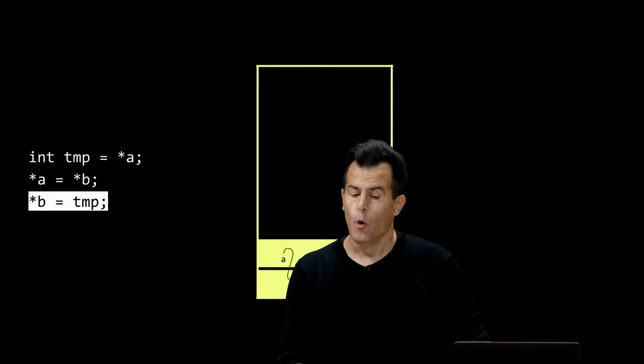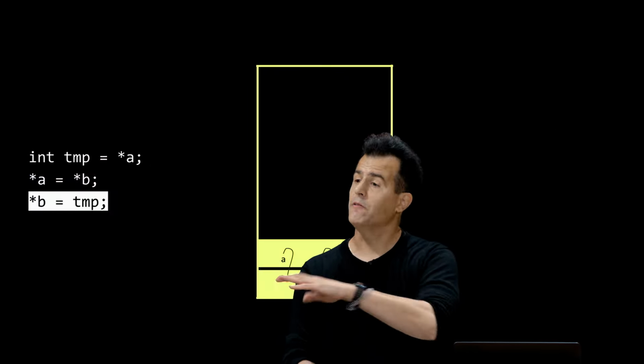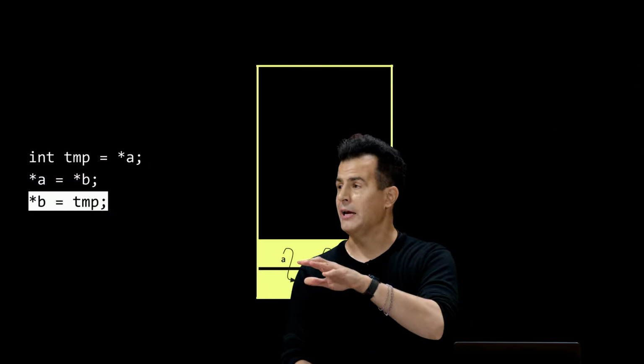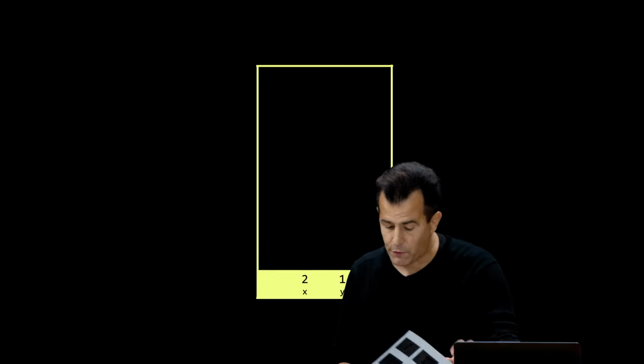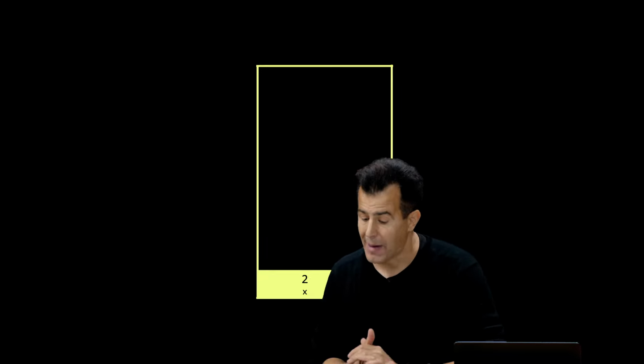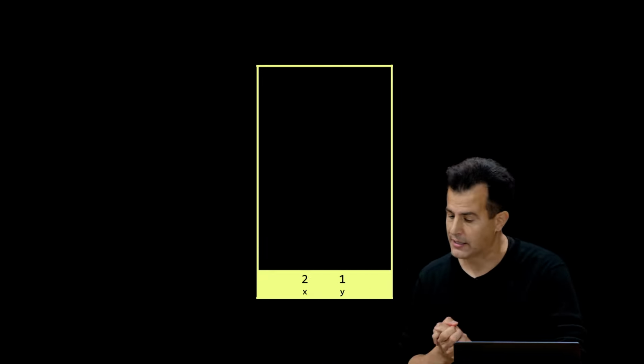And better still, when swap is all done and that frame of memory is taken away, it's still physically there, but we don't care about it anymore, so we might as well think of it as just disappearing. The change has, in fact, permanently affected main's version of x and y.